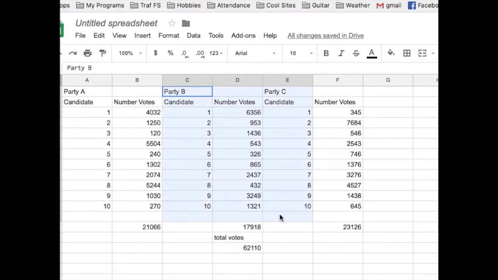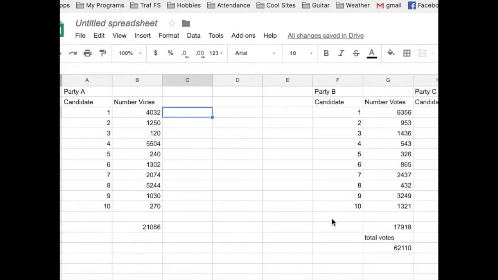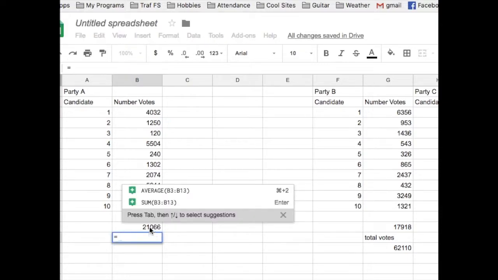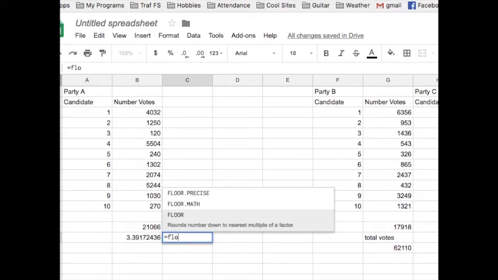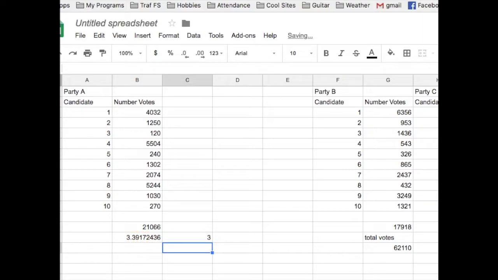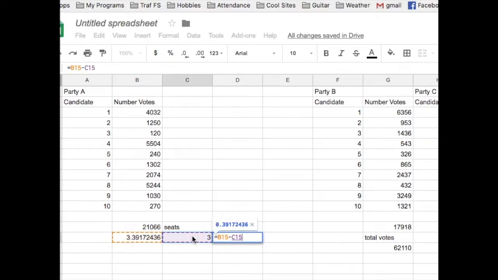So I'm just going to make a little bit of room here, drag this over a bit. What percentage do we have out of the total votes? Party A got that amount out of the total. So they got 33.91 out of the total. There are 10 seats, so I'm going to multiply that by 10. Let's find the floor of that. So that's 3 seats, and the remainder is that number. Take away that number. Let's do the same thing for each party.